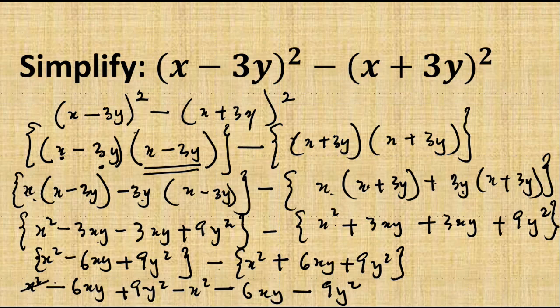Now I have x squared minus x squared, that cancels. I have plus 9y squared minus 9y squared. I'm left with minus 6xy and minus 6xy. That becomes minus 12xy. So in simplifying it, we've come down to minus 12xy.